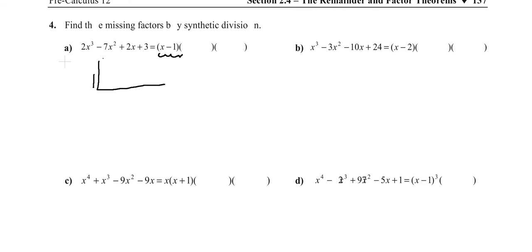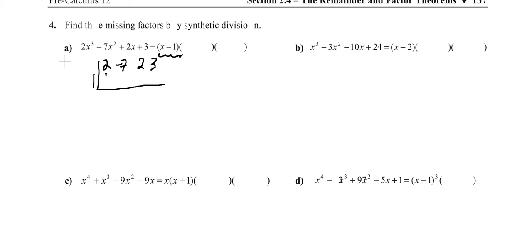First coefficient is 2, then -7, and 2, and then 3. There are no spaces. If a power were missing, you would have to add a 0 as a placeholder, but because we have a progression of x to the power of 3, x to the power of 2, then x, and then no x, we don't need to add a 0.